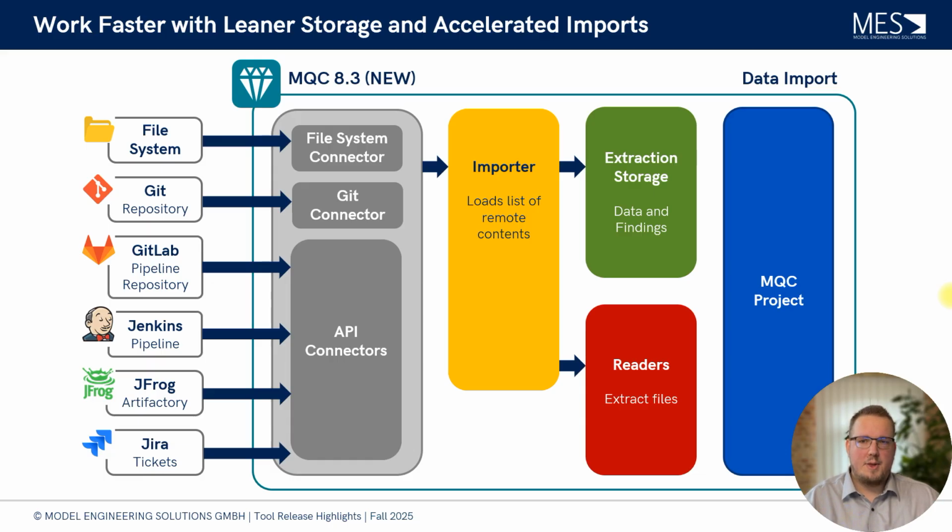When we find a file that we have never found before in our extraction storage, we load the file stream from the API or the remote location, like a Git repository, and extract the files only once. Afterwards, they are saved in the extraction storage and transferred to the MQC project. With this new feature, you don't have a local shadow repository where files are stored again and copied. The disk space is a lot less, the database is very lean, and the imports are a lot faster.